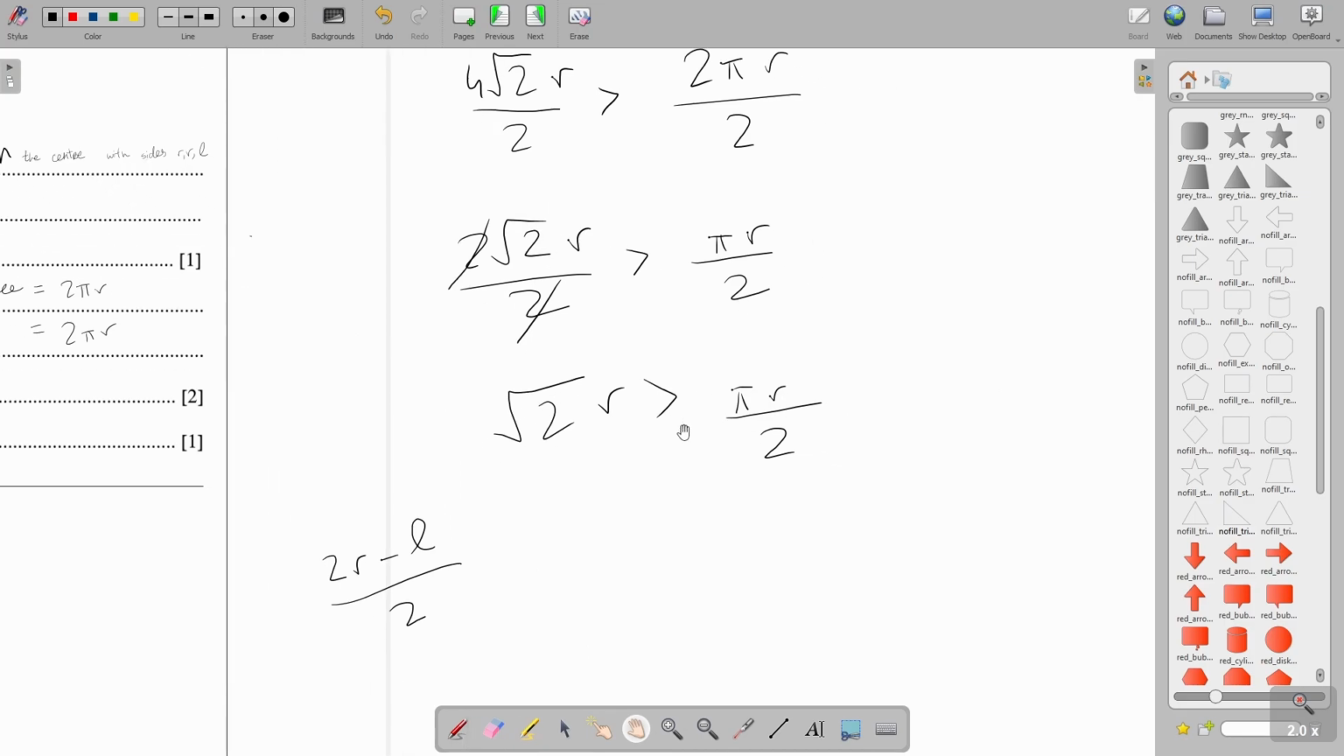So if we now divide both sides by r, and get rid of the r from here, get rid of the r from here, that leaves us with this.